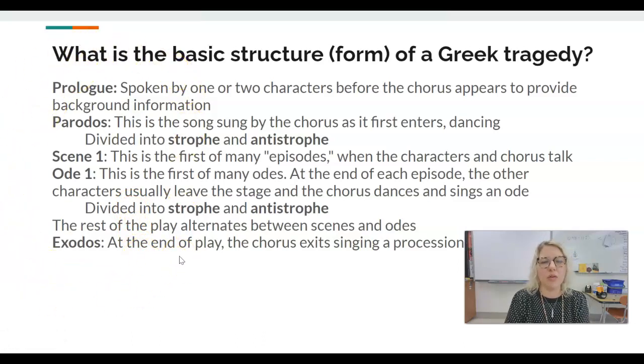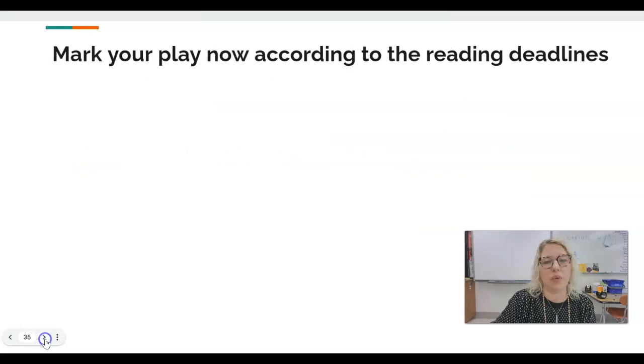And what I want you guys to do right now is to just mark in the text exactly how I've divided up the 3 reading deadlines, okay? So you know right now the prologue and the parados is our first reading deadline. Let me tell you about all of the readings and exactly what I want you to read for when, all right? So mark your play now.